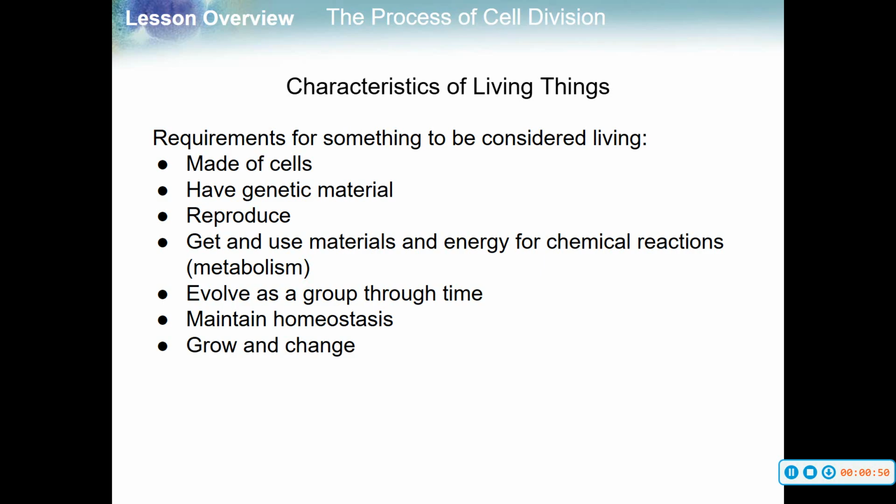As individuals, they'll grow and develop from, let's say, a baby to an adult, or seed to a full adult plant. They'll respond to stimuli, so they'll respond to things that are around them. So those are the 8 characteristics of living things.